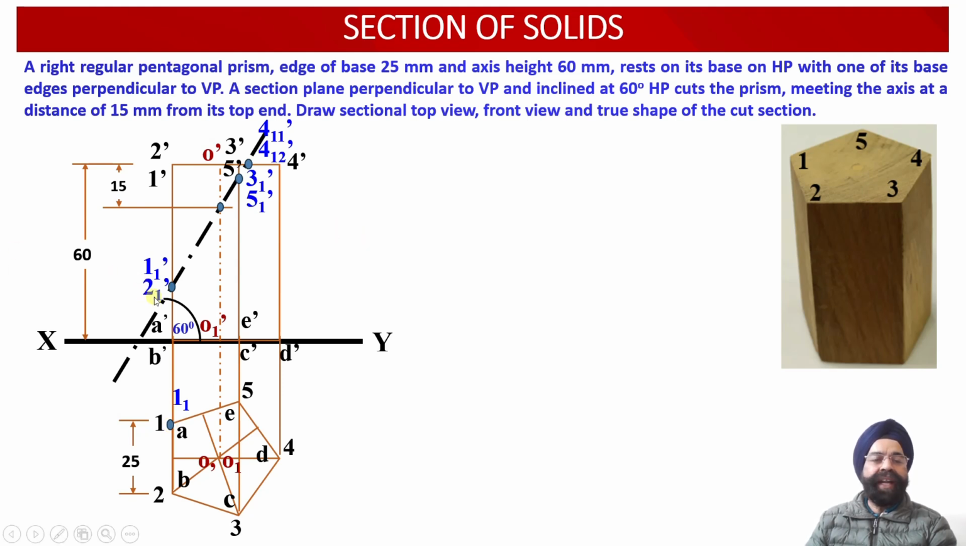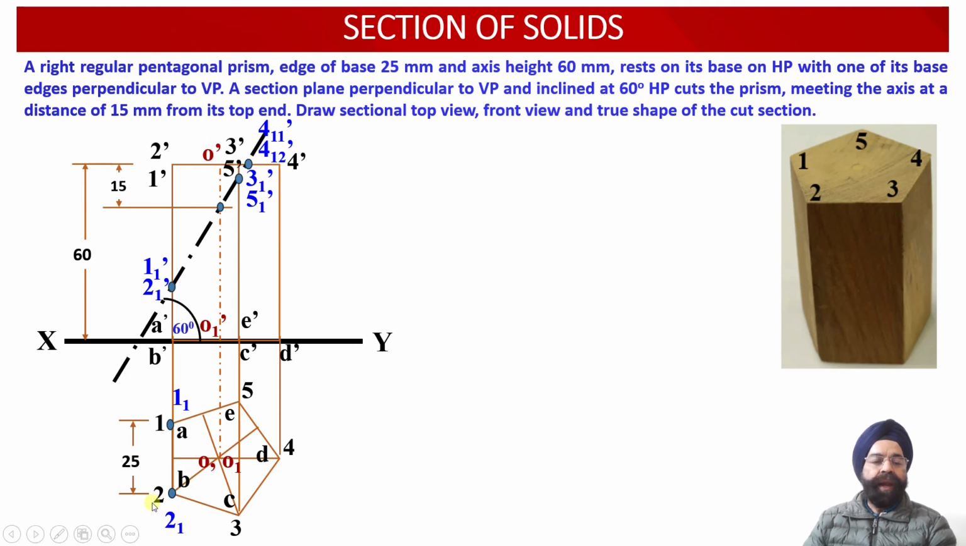Similarly, 2 1 dash is the point of intersection of the cutting plane with the vertical edge 2 dash B dash over here. So again, if we draw a vertical perpendicular projector from 2 1 dash into the top view projections, then we find that this will be the point of intersection of this vertical projector drawn through the point 2 1 dash with vertical edge 2B over here.